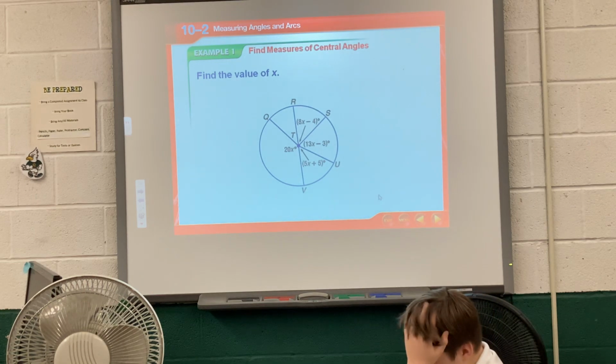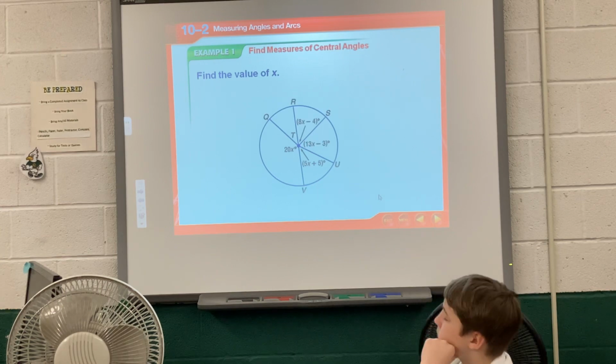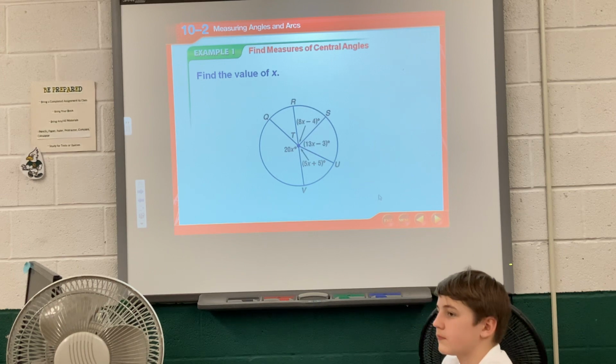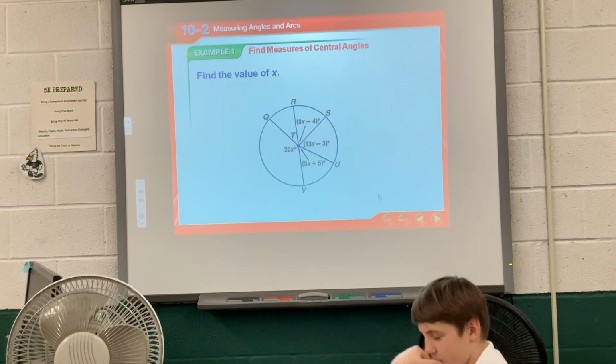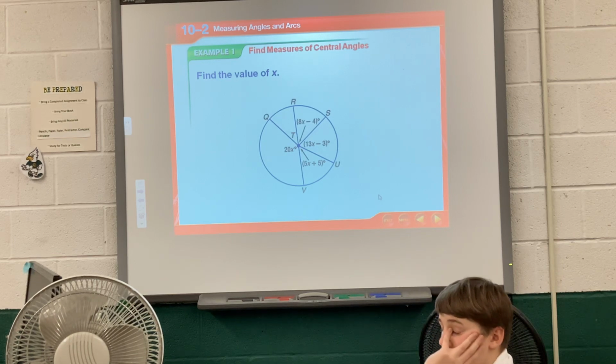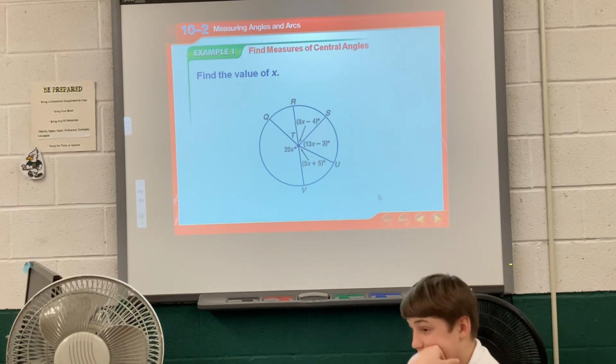Don't be confused if this happens though. Sometimes they'll give you a central angle, and yes, if they call this SK, that's my minor arc. But if they put a point right here and call it T, and they call it STK and put an arc over, it's still a minor arc because I'm going from S to T to K. So just because there's 3 letters, don't automatically jump to the conclusion that it's a major arc.